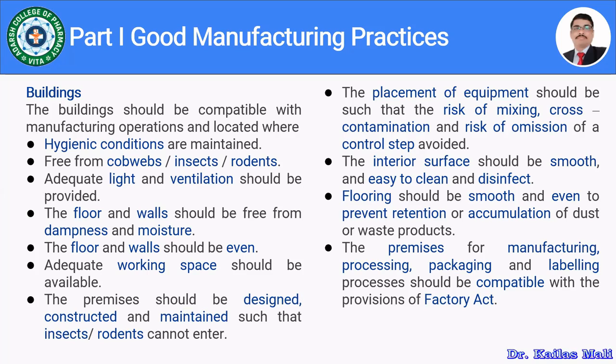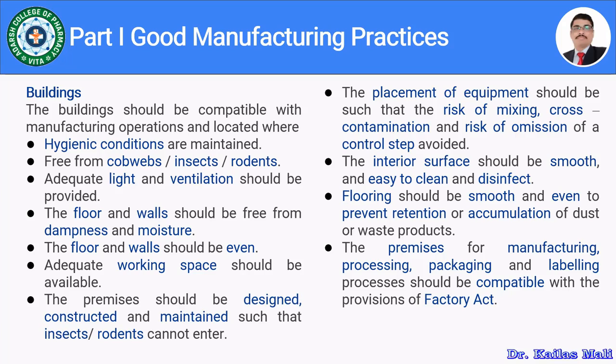Then adequate light and ventilation should be provided in the building. It should be constructed in such a way that there is adequate light and ventilation in the manufacturing unit of the ASU drugs. The floors and walls should be free from dampness and moisture. Sometimes walls become damp or absorb moisture, so they should be free from dampness and moisture. The floors and walls should be even. They should not be rough, because if the wall is rough, there might be chances of deposition of dust onto the wall, and that may contaminate the finished product.